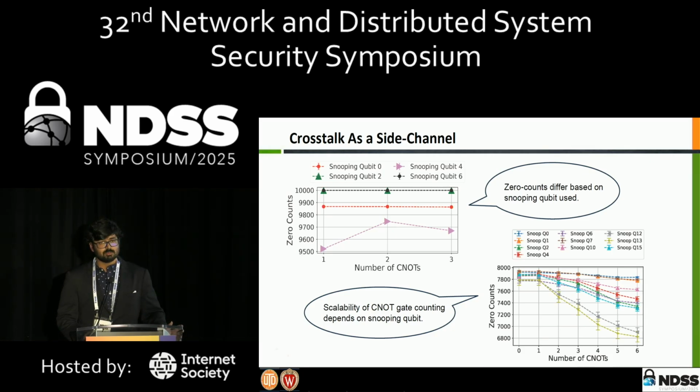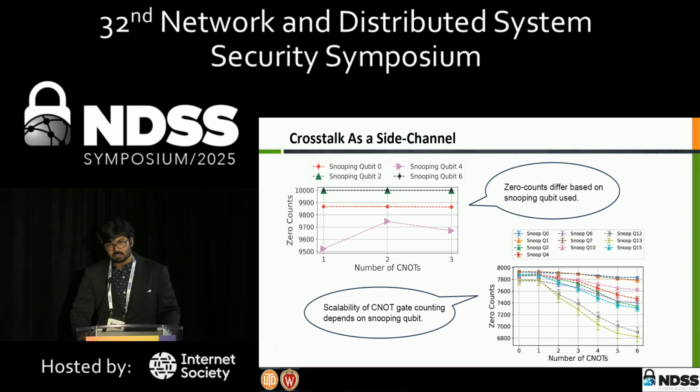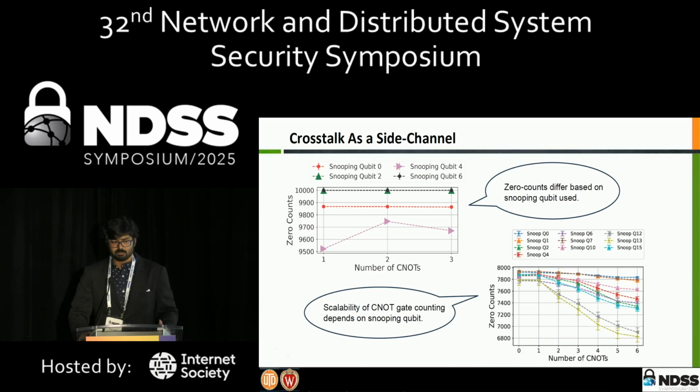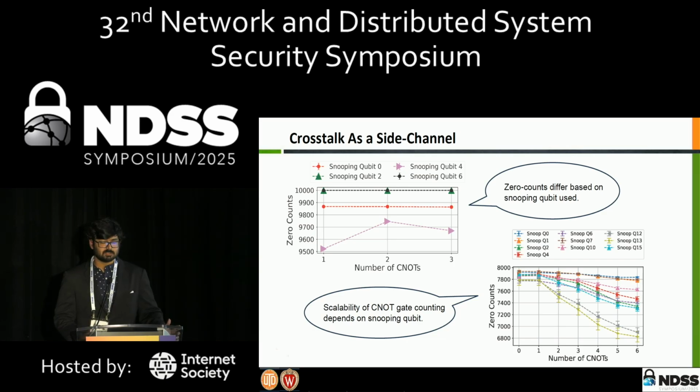And what I mean by snooping qubits is the qubits utilized by the adversary when they map their quantum program onto the quantum computer. So essentially, these snooping qubits that the adversary utilizes have varying levels of sensitivity, and the 0 counts that they can infer also vary according to the snooping qubit they utilize. We further show that the scalability of CX counting also depends on the snooping qubit utilized by the adversary. So it is important to note that the crosstalk and the number of CX gates in the quantum circuit are directly proportional, since we are considering CX gate crosstalk with idle qubits. So we see that based on the snooping qubit utilized, the number of CX gates that can be counted by the adversary varies significantly.